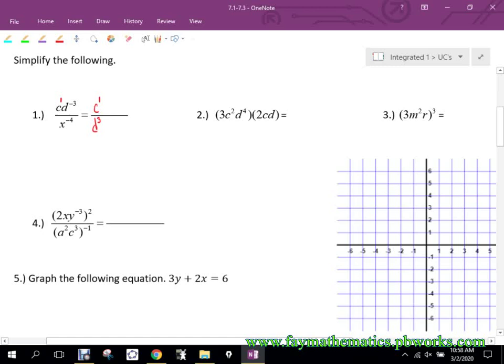So d to negative 3 is going to go down to the bottom, become d to the third. X to negative fourth is on the bottom, so it's going to go to the top. That's all we're looking for there.